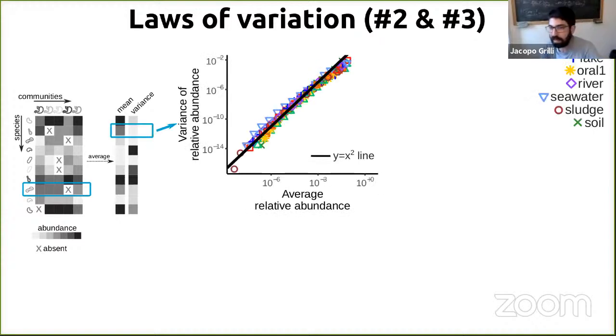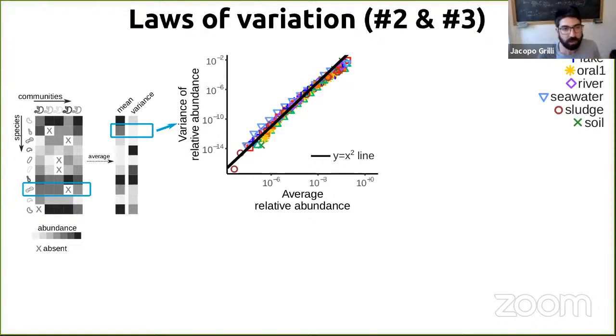And in particular, the variance scales linearly with the mean, which means that the coefficient of variation doesn't scale with the mean. And this relation is known as Taylor's law, and this Taylor's law holds with exponent 2. So effectively, there were two parameters per species, but they are related. So there is one parameter per species, which is the mean abundance. What is the average abundance?